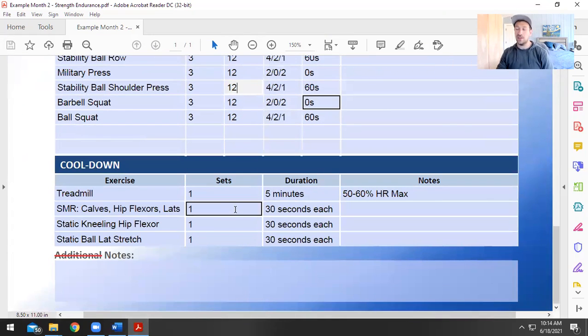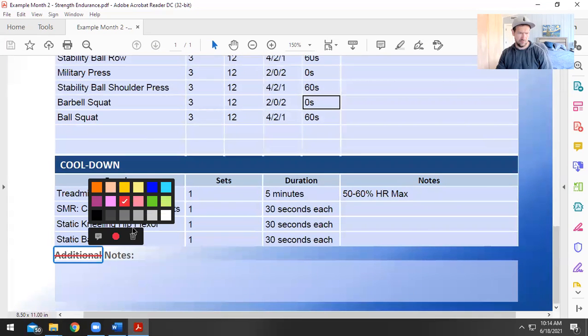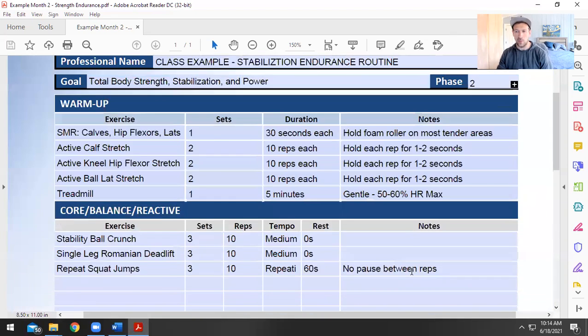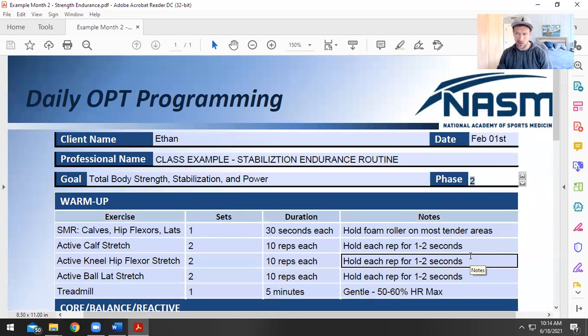And then in my cool down, this is the one thing that sometimes gets a little confusing for my new folks. You'll notice that I did static stretches in the cool down, and you might be thinking like, wait. You said this client was in phase 2. Why are we doing static stretches? The cool down doesn't matter.